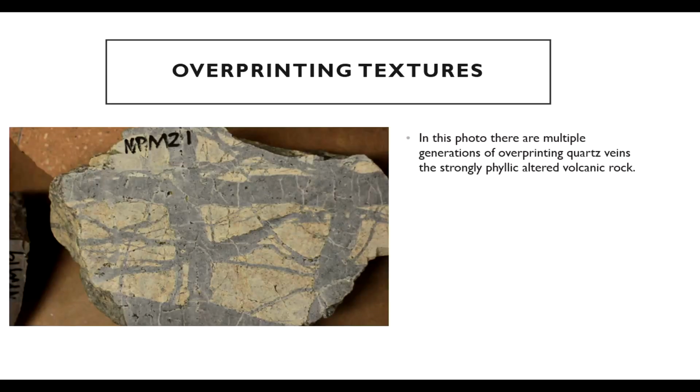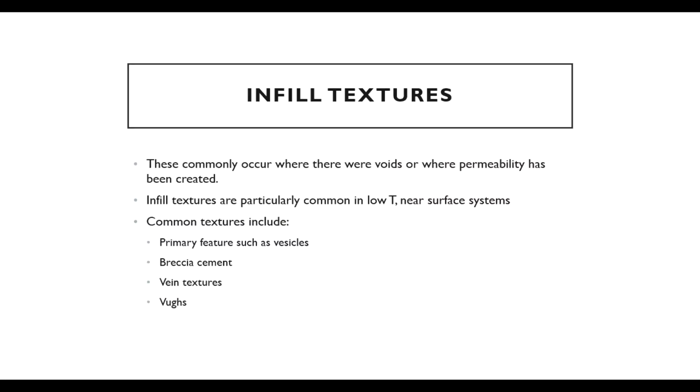So here's just multiple generations of quartz, just pervasively altering this. Infill textures is probably the other important one. This is where you have like pores or vugs, and we're actually filling open space. So, this could be related to a breccia or the actual vein itself, because it creates a void, or other vesicles or vugs.